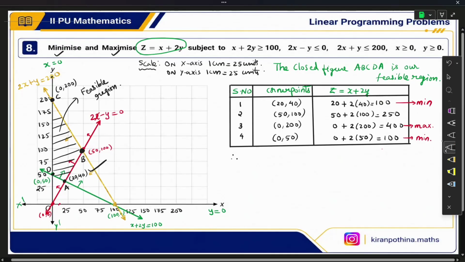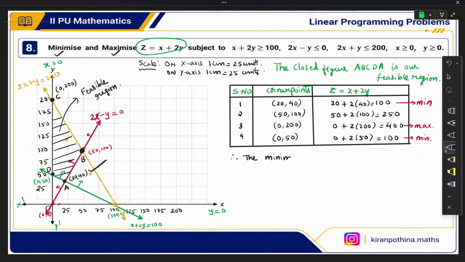Whenever we get only one minimum value, what we'll write is the minimum value of z equal to x plus 2y. How much did we get? What is the minimum value? We got the minimum value at 2 points, right? Whenever we get 2 points, this is how we have to write the conclusion.